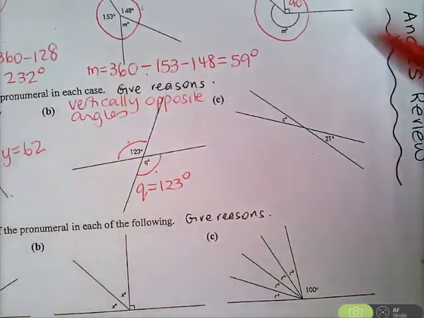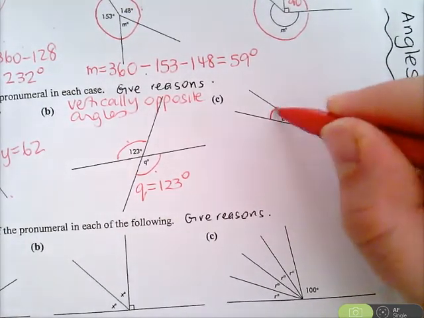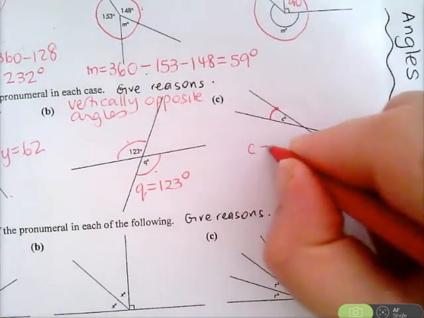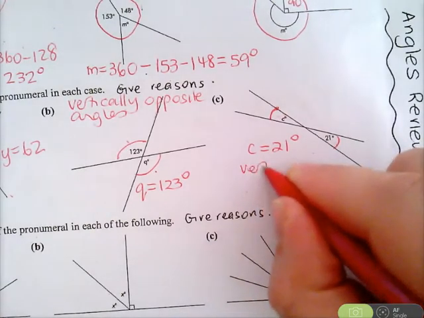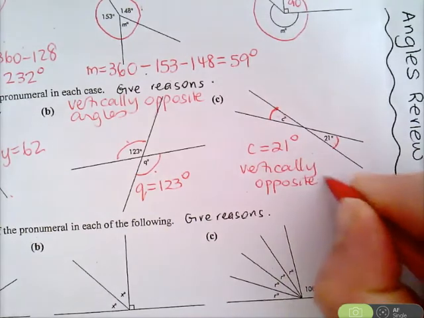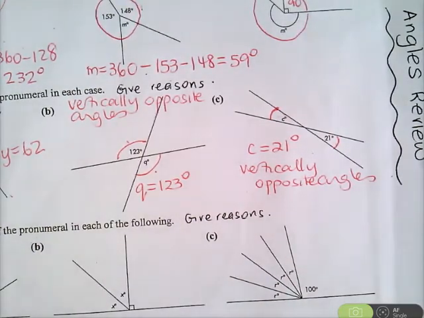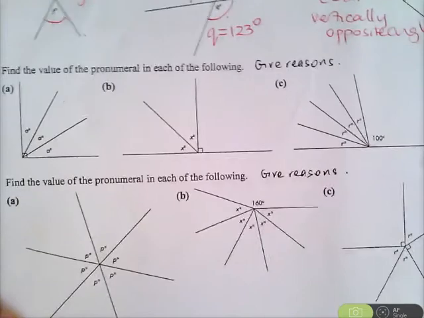Now also with part C, these two lines cross each other. This C is opposite to this 21. So therefore C equals 21 degrees, and the reason again is vertically opposite angles. Okay, so that's question 7. Now, in question 8, we're jumping to question 9.